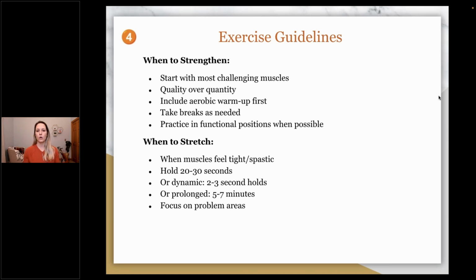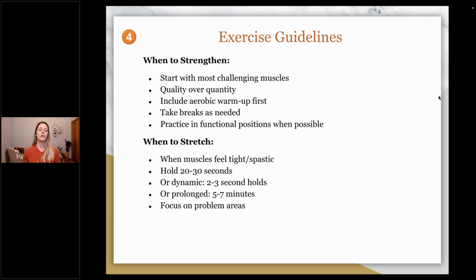really focus on strengthening the specific muscle that you're noticing that weakness in. You're more likely to notice a bigger bang for your buck in terms of exercise when you focus on those specific muscles. Quality over quantity: it's not about how many repetitions you can do, but how many good quality repetitions you can do. You can do an aerobic exercise first, get your heart rate up. That can prime your brain for neuroplasticity. Take breaks as needed, and practice in functional positions when possible.